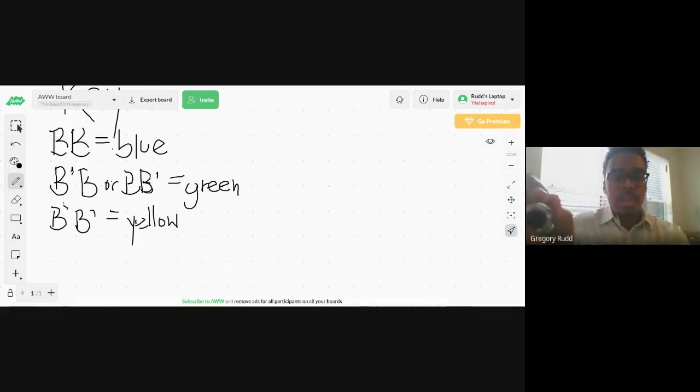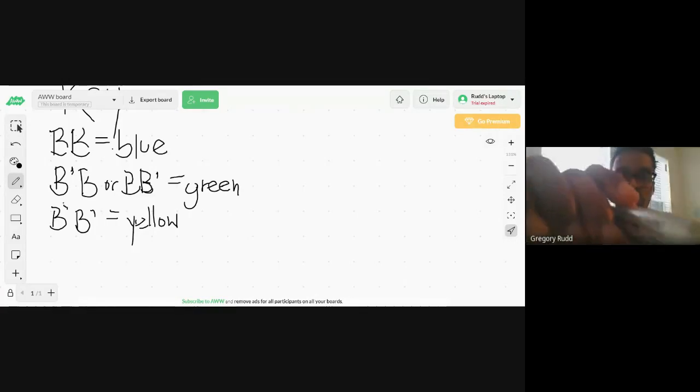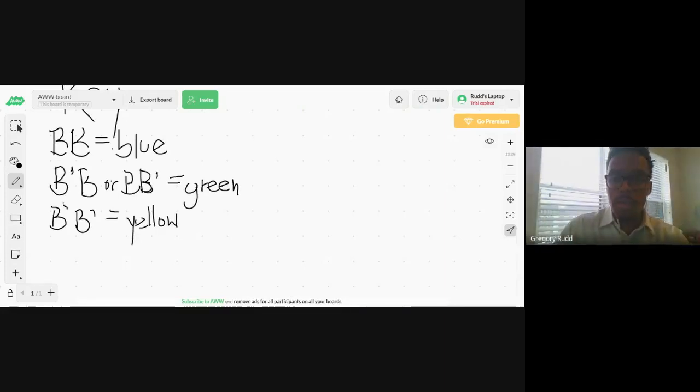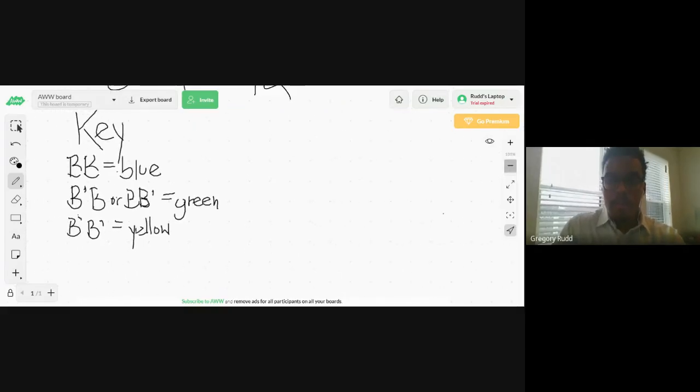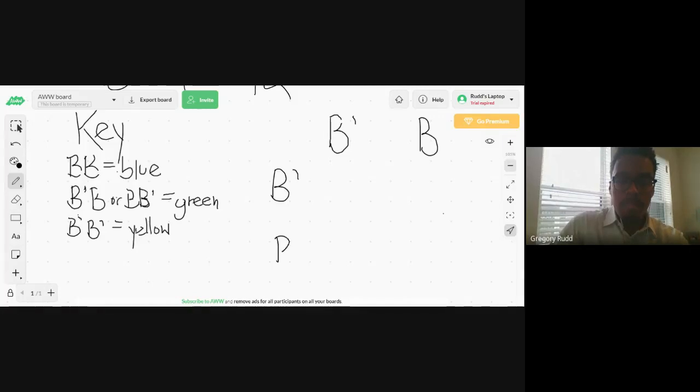Okay. So in the question, it says, if a green bird mates with a yellow bird, so that means my two parents are green and yellow. I've got one green parent and one yellow parent. So now I need to write those genotypes on the outside of the box. I'm going to do my green on the top, but it doesn't really matter. So my green genotype is B prime B. And then I've got a yellow parent as well that I'll write on the left. And my yellow genotype is B prime B prime.